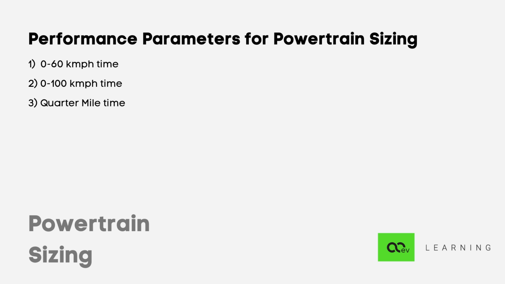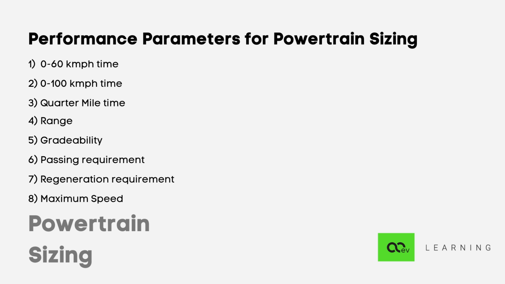Then we can talk about the range of the vehicle, gradability, or the highest gradient the vehicle can attain or scale with a fully loaded condition. Passing requirement, the ability to accelerate when you have already attained some speed, generally observed for overtaking vehicles where you need short bursts of acceleration for overtaking those long, slow moving trailers. Then we have regeneration requirement. How much is the motor's ability to regen? How much of the kinetic energy can be converted back to electrical energy, and maximum speed of the vehicle.